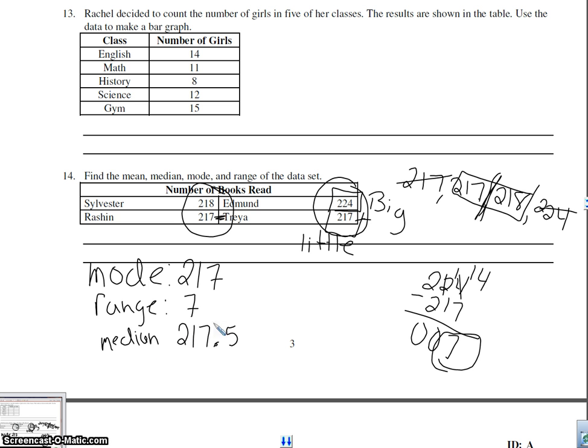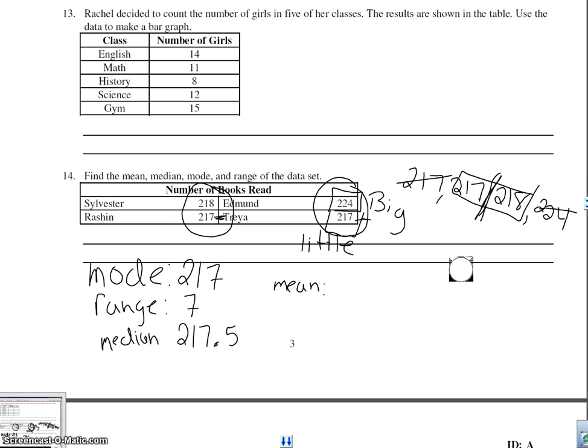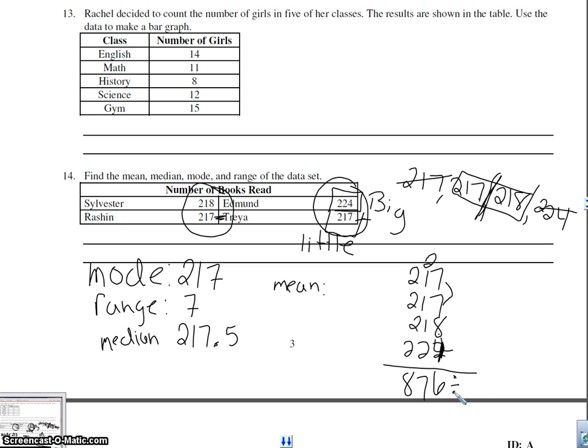And then my mode, my median, my range. Which one did I leave out? My mean. So this is the one that takes the most time. I don't have extra paper like you guys do, but normally you would never erase your work. So we're going to go 217 plus 217 plus 218 plus 224. We get 7 and 7 are 14, plus 4 more is 18, plus 8 is 26. 2, 3, 4, 5, 6, 7. 2, 4, 6, 8. So I get 876, and I divide it by 4.